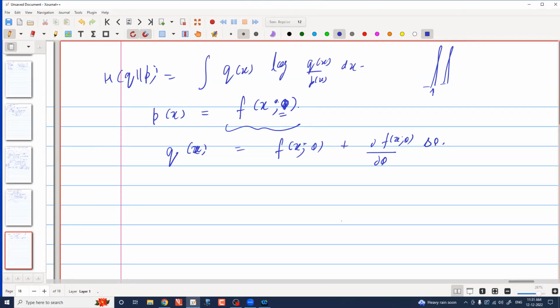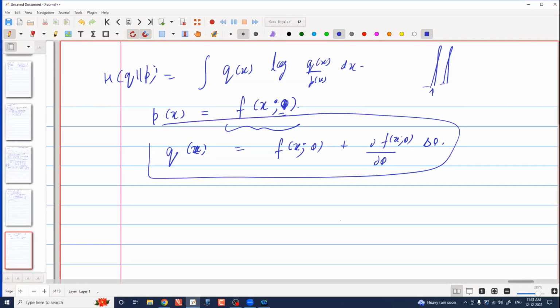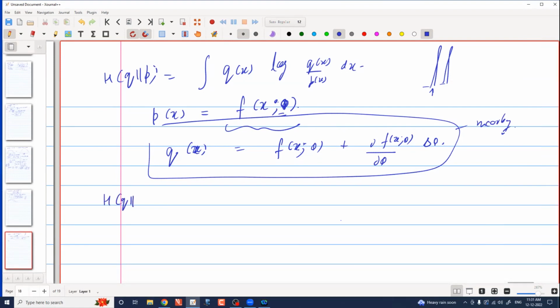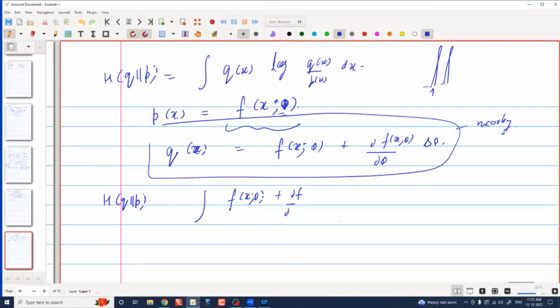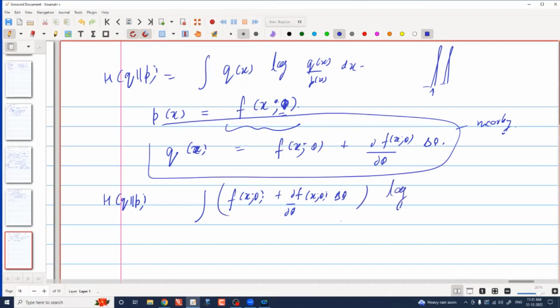So this was my neighboring distribution, nearby distribution. And now my relative entropy, when I calculate this sort of an integral, well, it's the same thing. I just expand this guy. I put in the log, and then I have got something inside the logarithm.